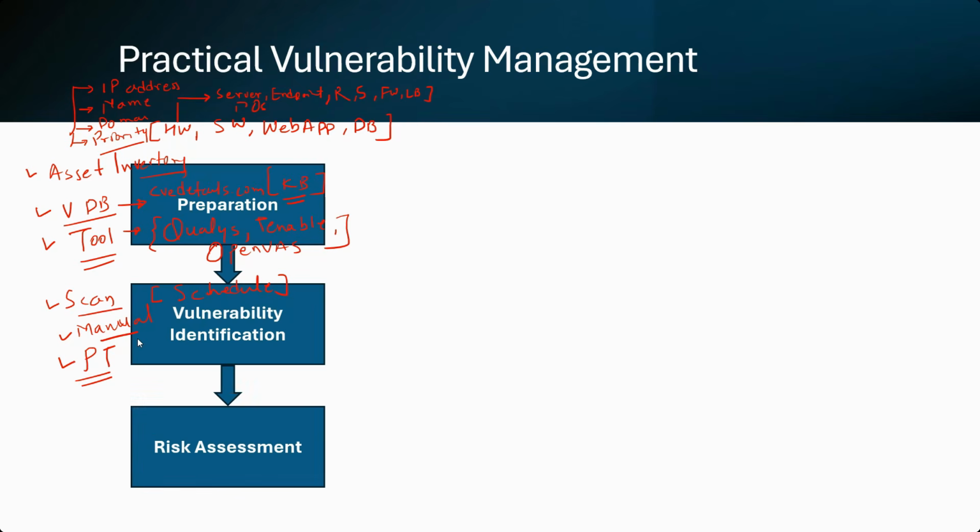Okay, next is the risk assessment. This is a very important step, because this is where you actually classify the vulnerability based on different factors. Okay, you categorize the vulnerability based on its severity, exploitability, potential impact, using its CVSS score. Okay, a CVSS score is basically a calculation based on different parameters.